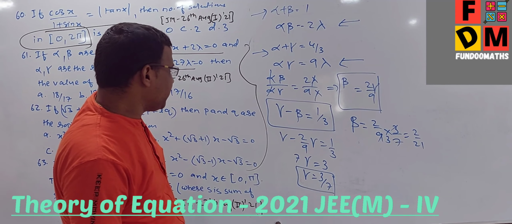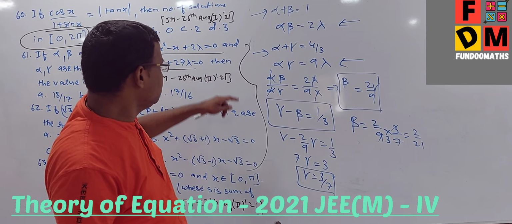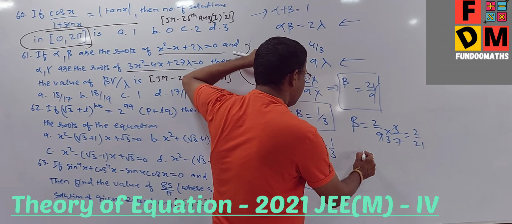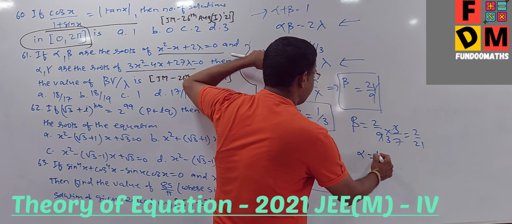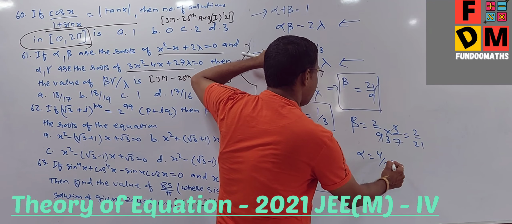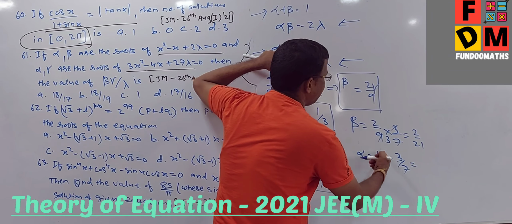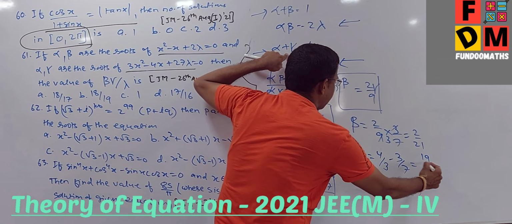So in order to get lambda, what can we do? Alpha plus gamma is 4 by 3, so from that I can get alpha. Alpha is equal to 4 by 3 minus gamma, and gamma we got as 3 by 7, so minus 3 by 7. So it gives me 28 minus 9, that is 19 by 21.